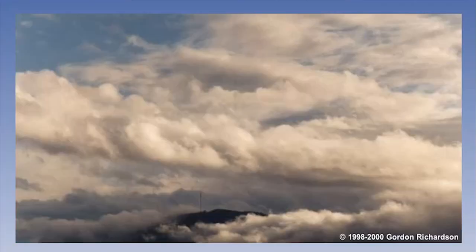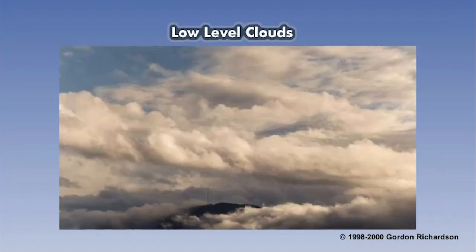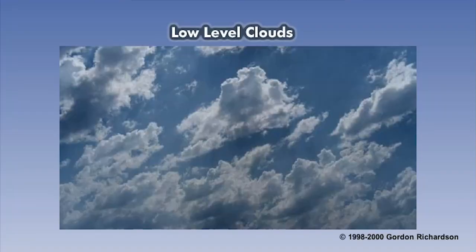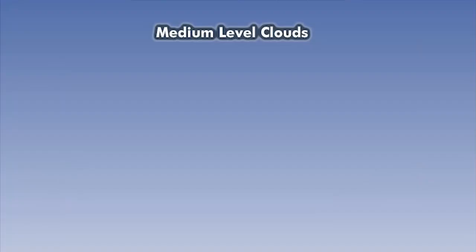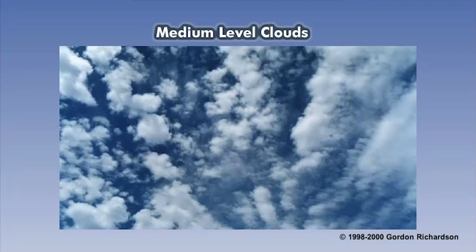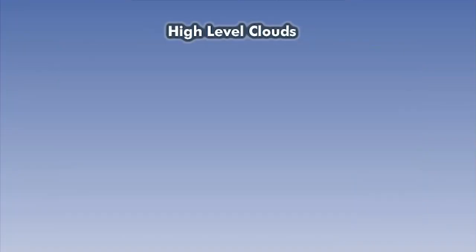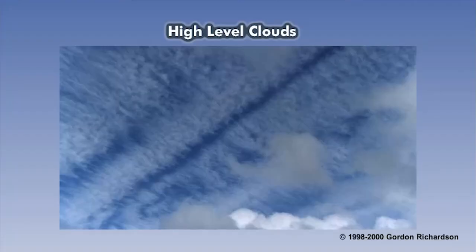Clouds are also defined by the height of their base. So we have low-level clouds, stratus, stratocumulus, nimbostratus, cumulus, and cumulonimbus. Medium-level clouds are always denoted by the prefix alto. These are altostratus, altocumulus, and altocumulus castellanus. High-level clouds are given the prefix cirro and include cirrostratus, cirrocumulus, and cirrus.